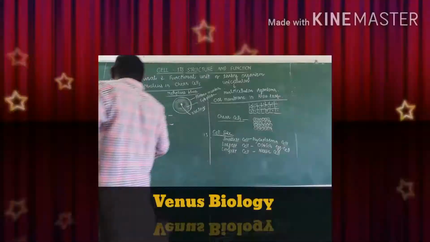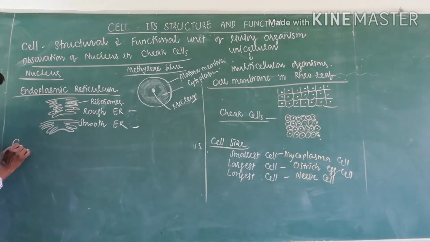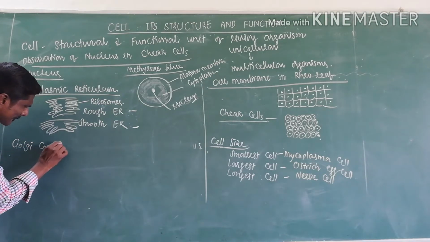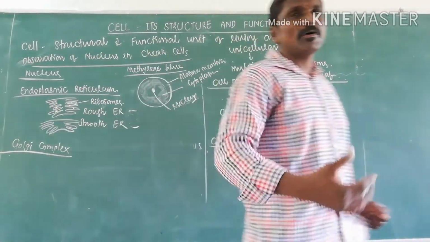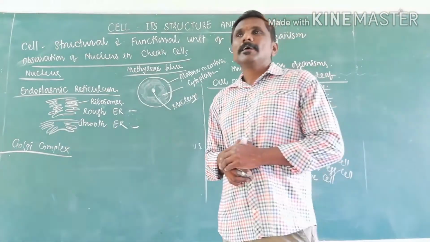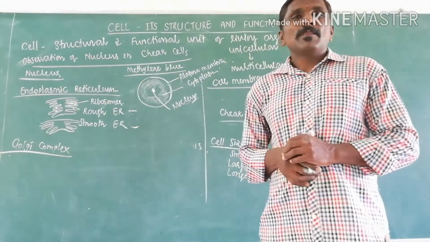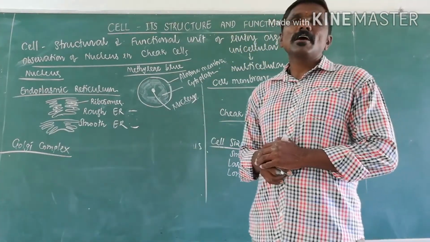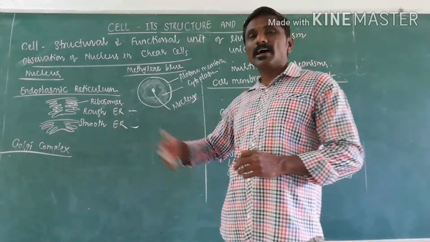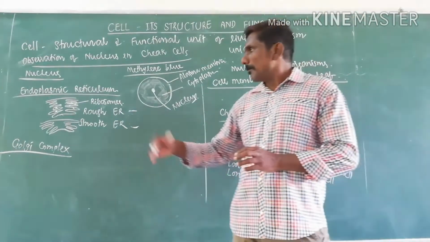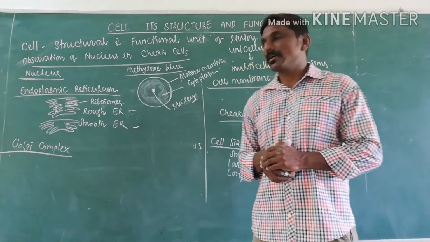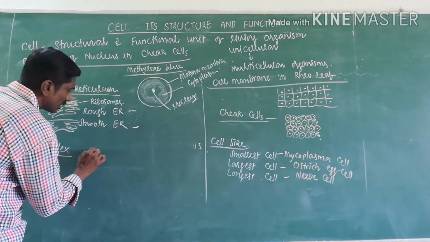Okay, the next one will be the Golgi complex, or the Golgi bodies. This is a network of vesicular membrane structures which are there in the cytoplasm like this.